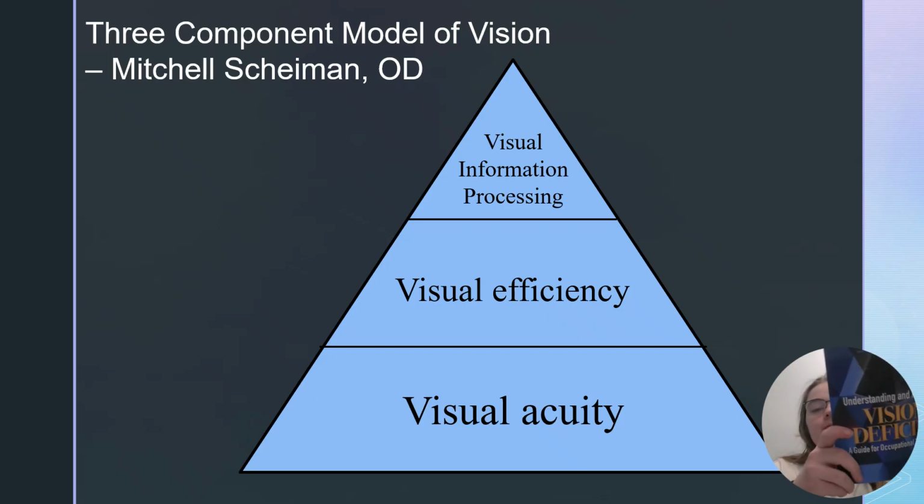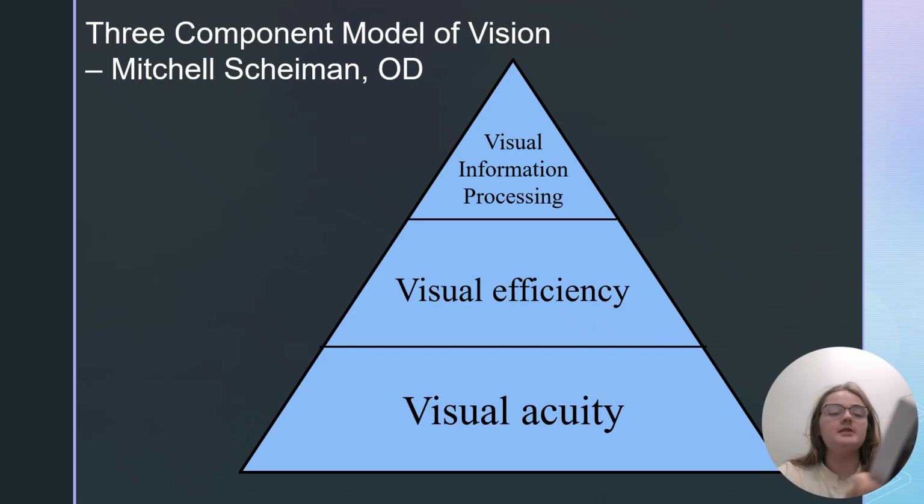He wrote this book. It's specifically for OTs. I think his wife is an OT, so he kind of became a big advocate for OTs working alongside optometry when it comes to visual efficiency disorders. The book's called Understanding and Managing Vision Deficits: A Guide for OTs. It gives a lot of great insight and understanding on what we can and cannot do in this space.